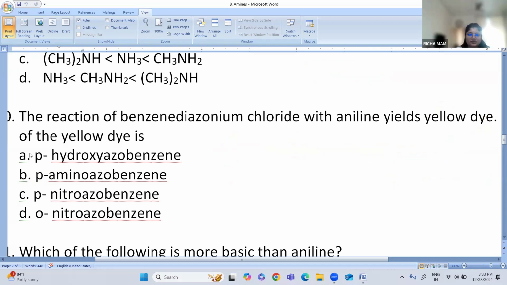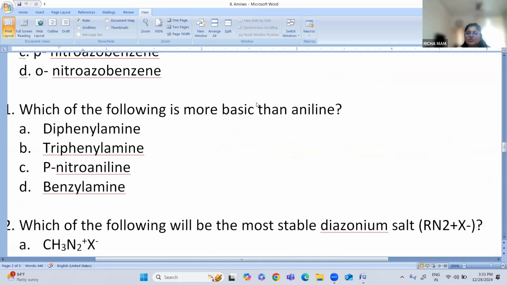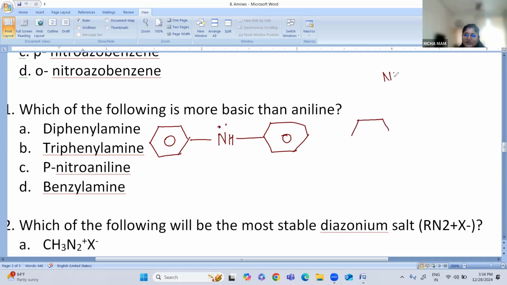Okay, next one. Which of the following is more basic than aniline? Let me write the structures, then only you will come to know. Diphenylamine. Diphenyl means NH3, so two hydrogens will be replaced by your phenyl groups. So this is diphenylamine.